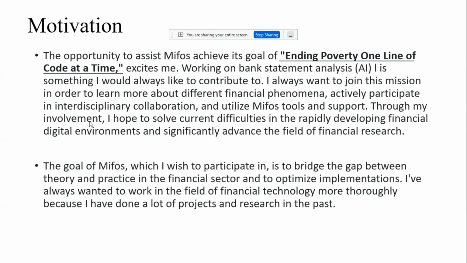Talking about my motivation, the motivation for this project stems from the Mifos mission of ending poverty one line of code at a time. This mission deeply resonates with me because financial inclusion is one of the most important steps towards alleviating poverty. Many people, especially in underserved regions, don't have easy access to credit because their financial activities are poorly understood or evaluated. Through AI and machine learning, we can level the playing field by automating the analysis of bank statements, making credit more accessible to a broader population.